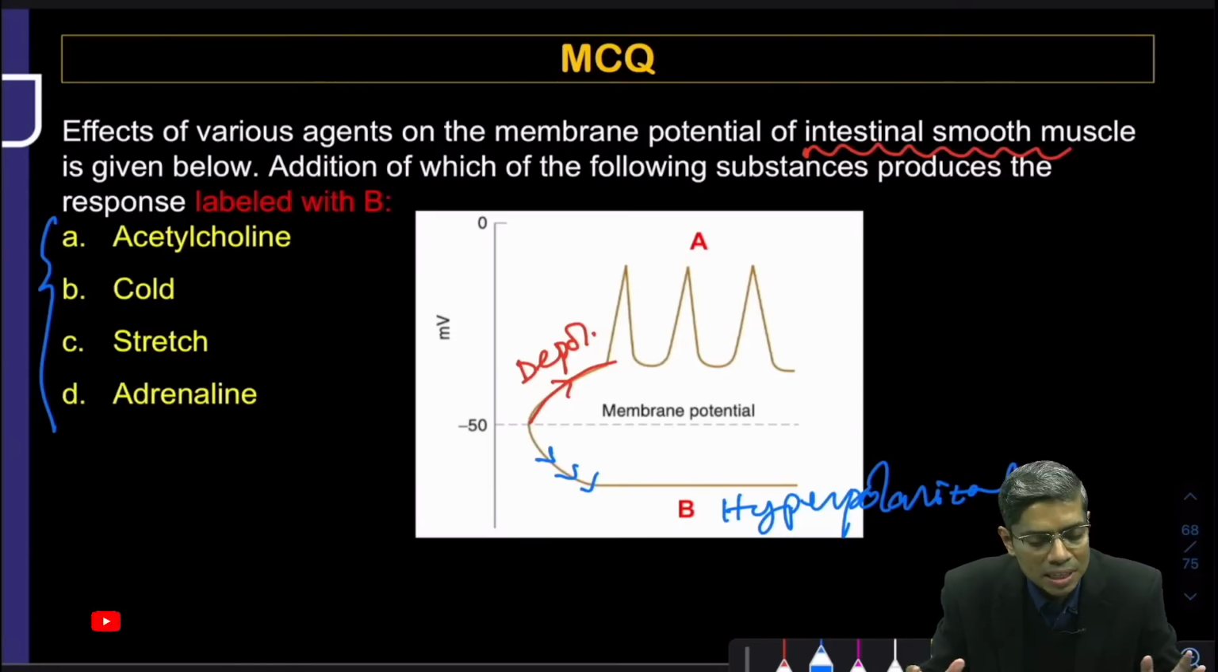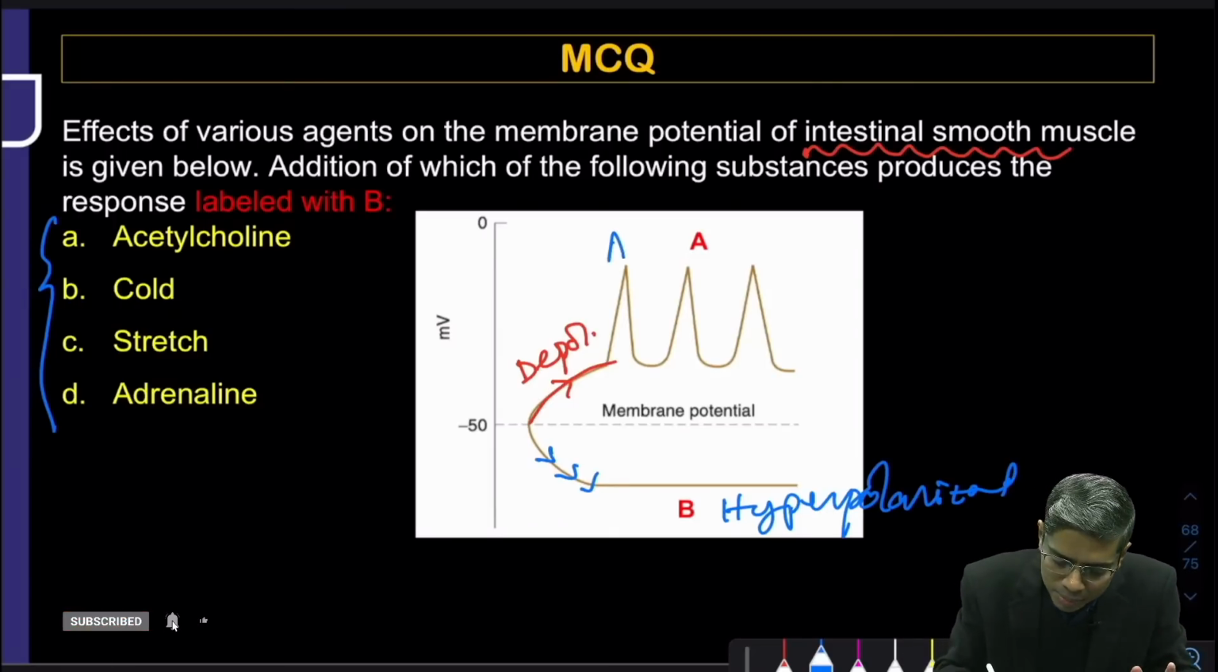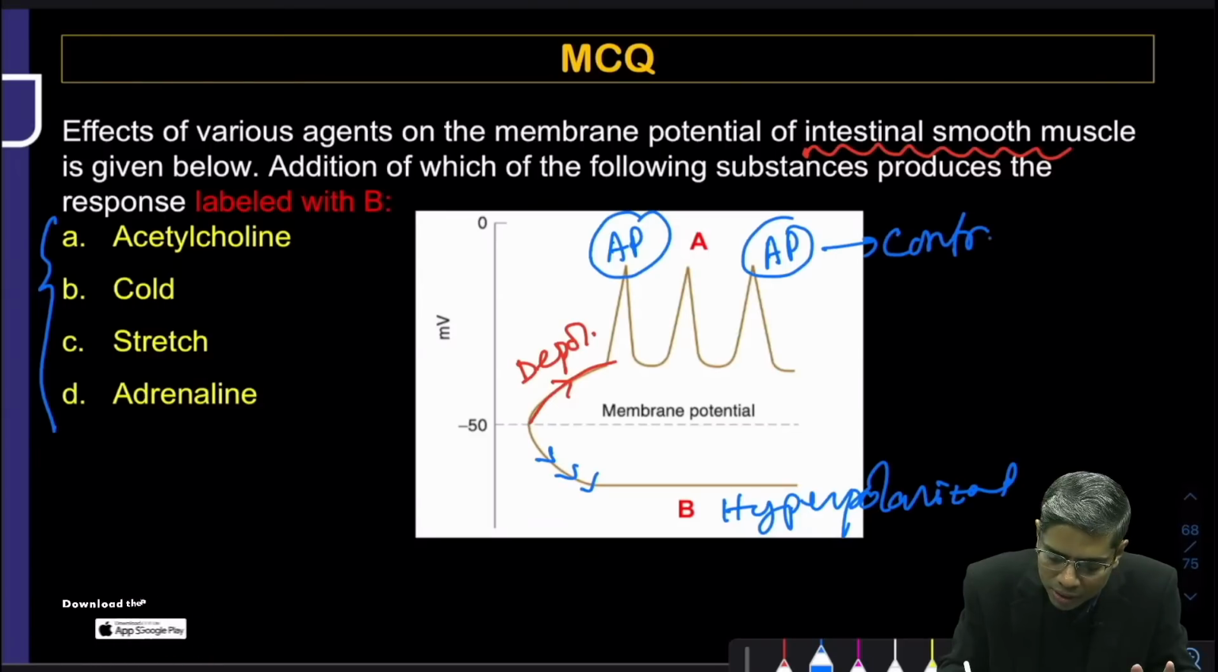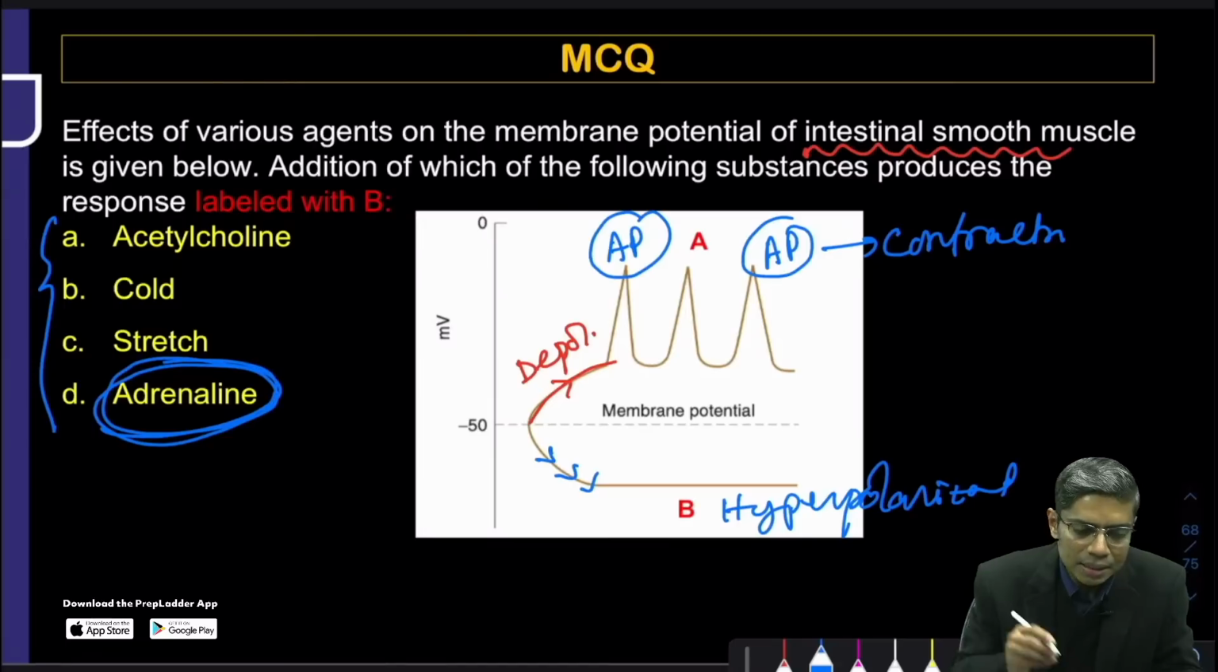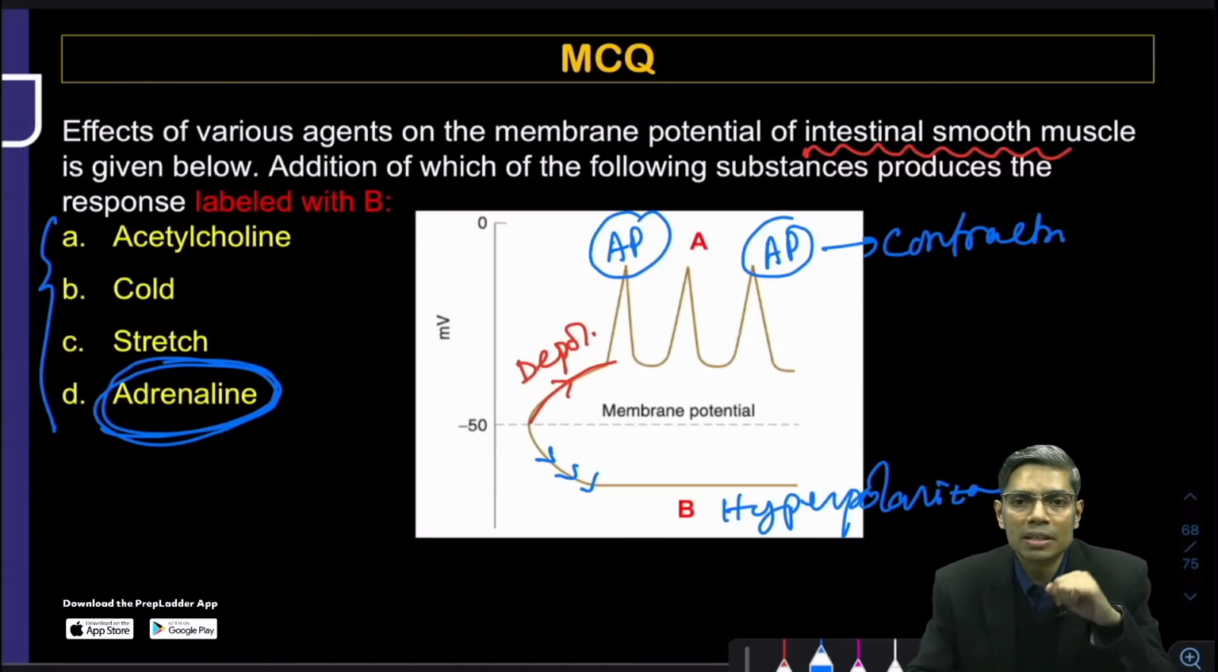Hyperpolarization means it will cause relaxation of the GI smooth muscle, and depolarization means there will be appearance of action potential. Action potential means there will be appearance of contraction. So which of the following causes relaxation? Obviously adrenaline. Getting my point? So this way you have to understand this question.